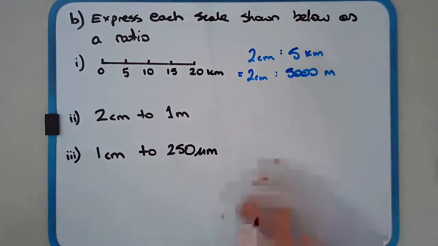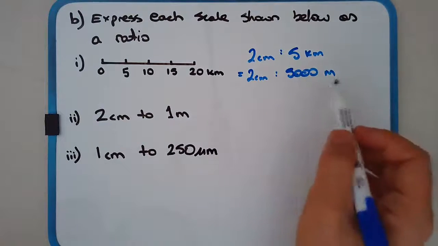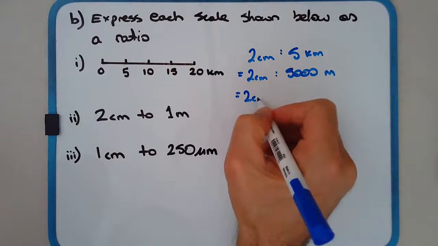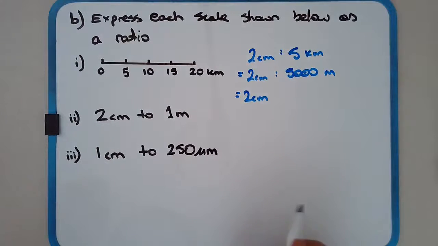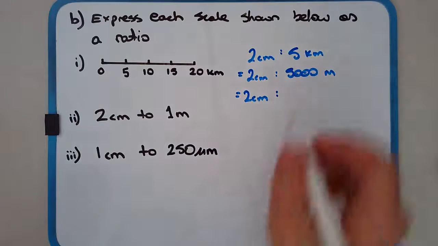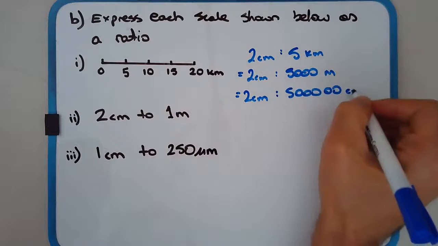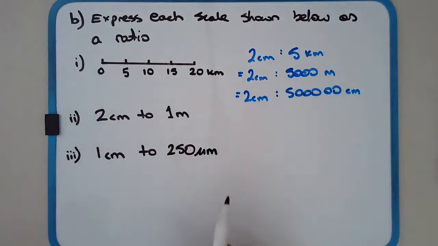Now let's convert 5,000 meters into centimeters. So every meter is 100 centimeters. Hopefully we know our metric unit conversions by now. If not, there's videos there to help you review those. So we're going to add another 2 more zeros. So now we're using the same unit of measure.